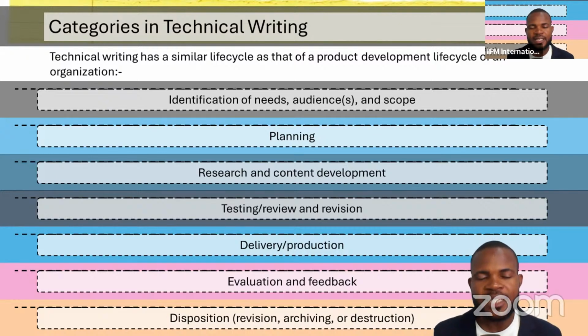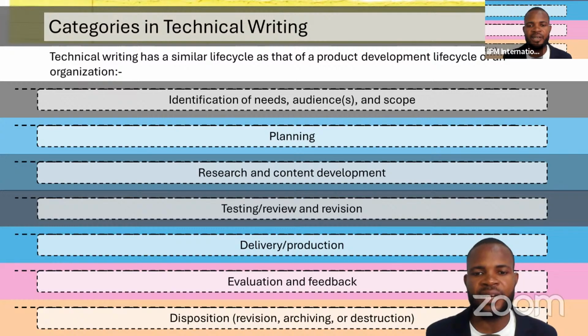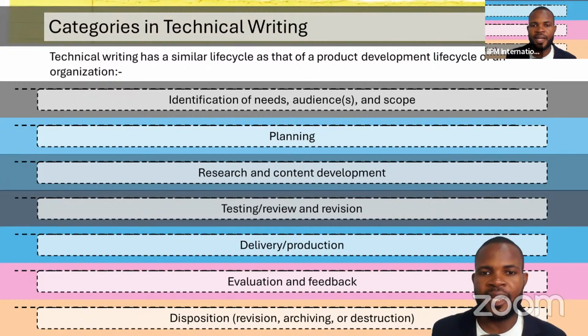So in the process of developing that content, with the intention of meeting the needs of your audience, there needs to be a process of testing, review, and revision. All right, then you have your delivery and production. After your content has been checked for quality, and it has been ascertained that it will meet the needs of the audience, then you can go ahead and deliver it. Now, some of the delivery could be in the form of typing and printing.